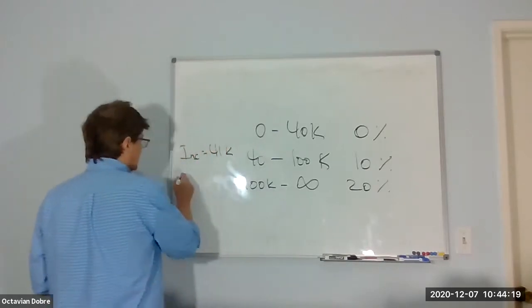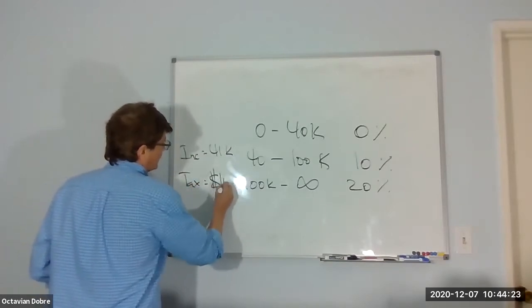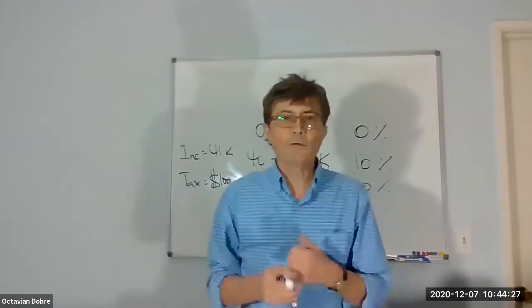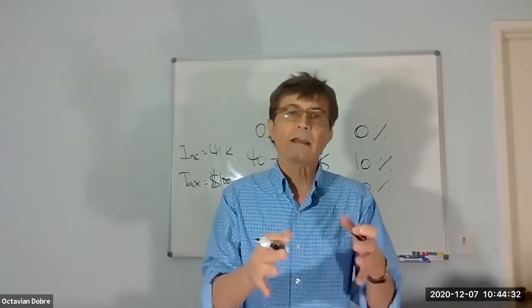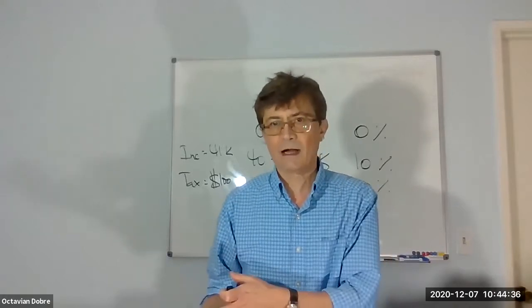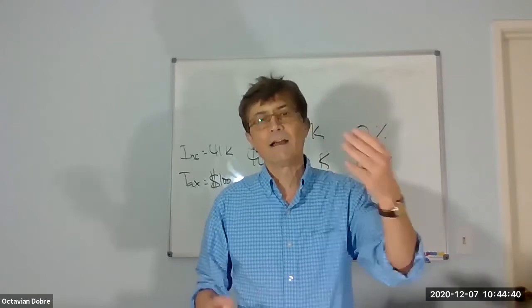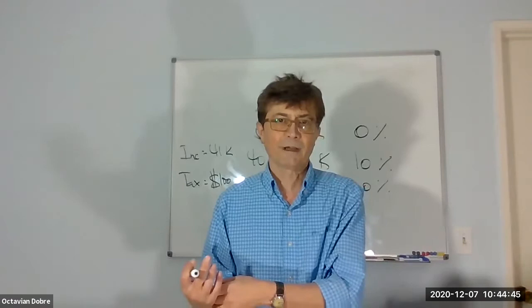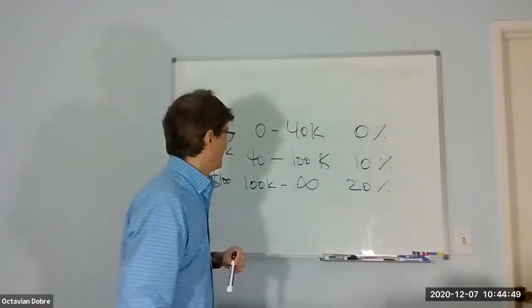So the tax is equal to $100. And if you were to calculate the average tax rate, you would take how much you owe in taxes, divide by your income, times 100. So in this case it would be $100 divided by $41,000 times 100. Okay. Very good.